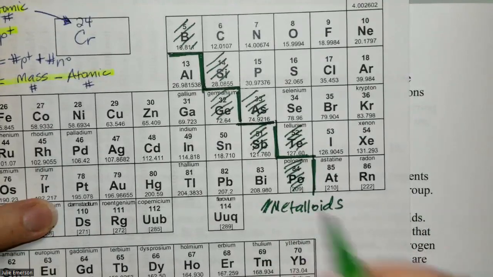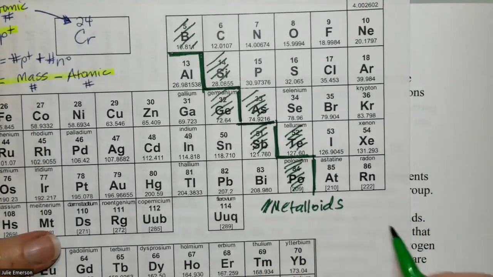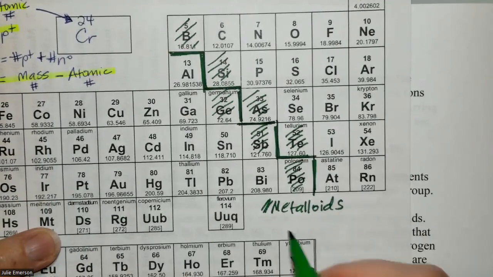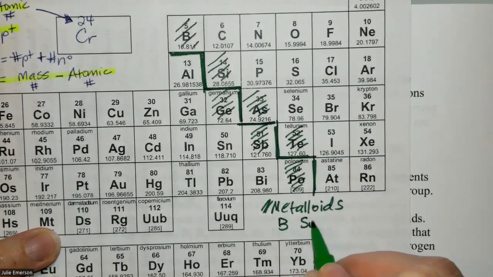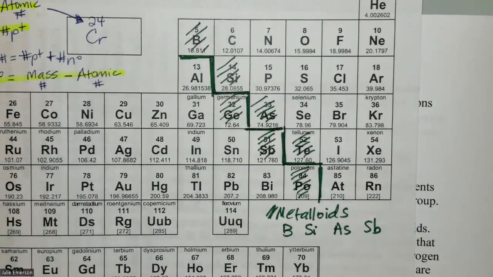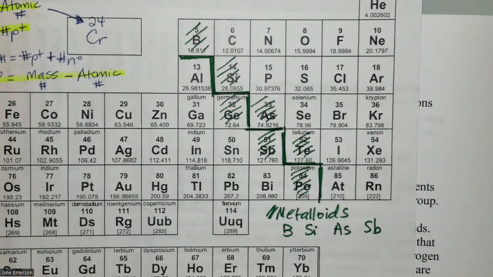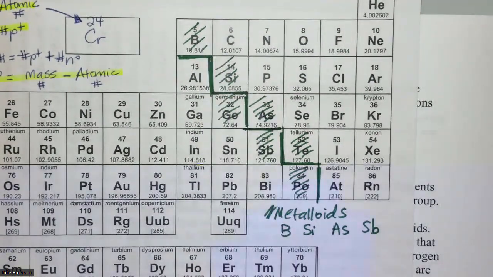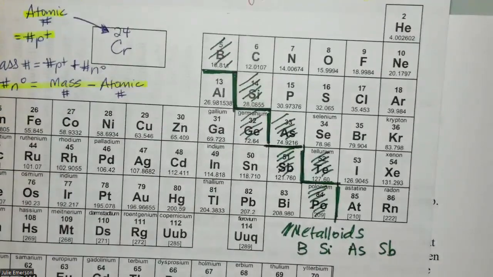All right. And again, the only ones that we specifically need to remember, because these names we need to remember, are boron, silicon, arsenic, and antimony. Those are the 4 that we have to know those names, but you won't be asked for germanium because it's not on your list to remember. But these are your 7. So again, metalloids, sort of metallic and non-metallic.